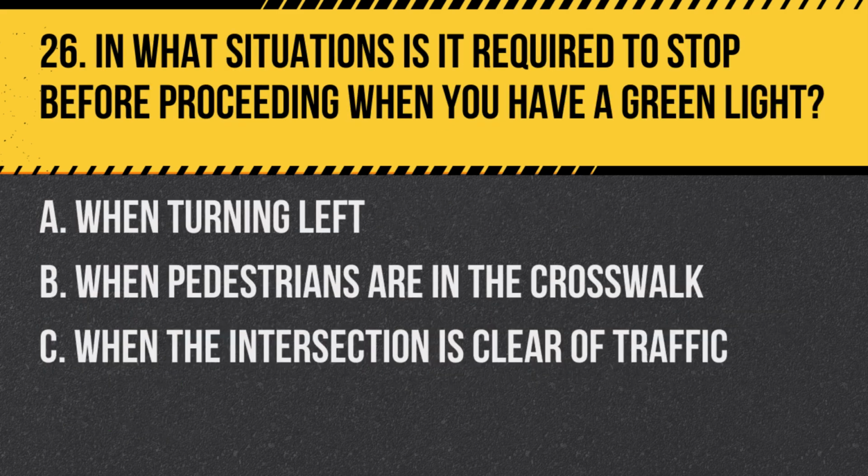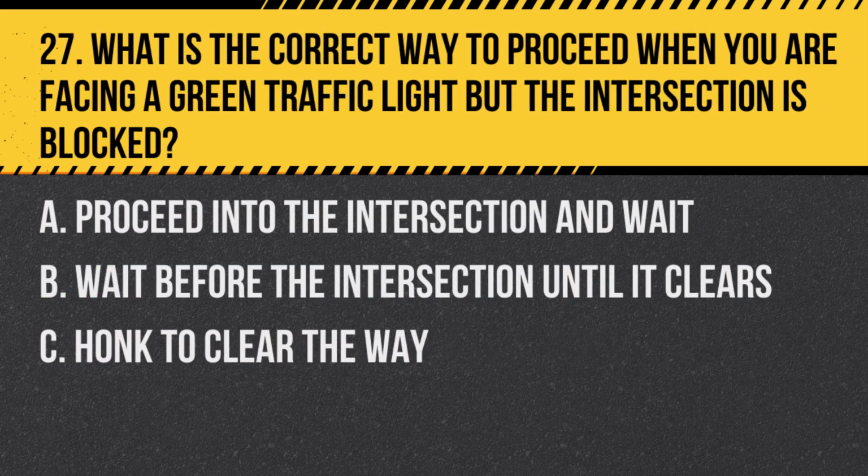Question 26. In what situations is it required to stop before proceeding when you have a green light? A. When turning left. B. When pedestrians are in the crosswalk. C. When the intersection is clear of traffic. Answer: B. When pedestrians are in the crosswalk, even with a green light, you must stop if pedestrians are in the crosswalk.